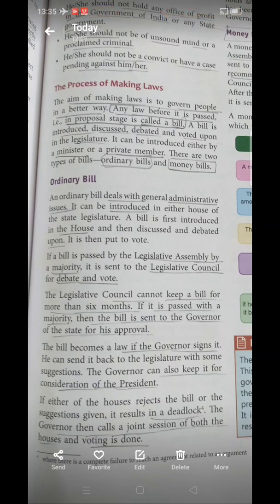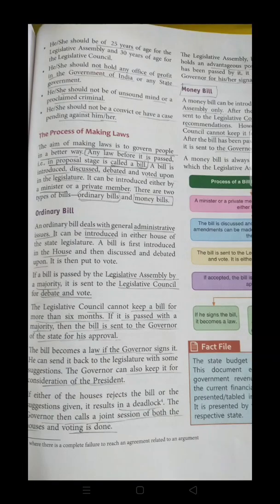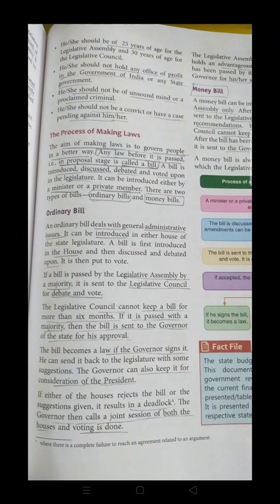Okay, so there are two main types of bills. The first is the ordinary bill, and the second is the money bill. So what is included in the ordinary bill? The ordinary bills deal with general administrative issues. An ordinary bill can be introduced in either of the houses, whether the legislative council or the legislative assembly. It is not mandatory that the legislative assembly will introduce it or the legislative council will introduce it.